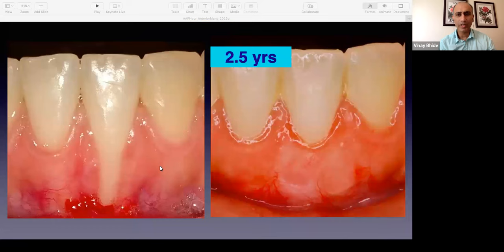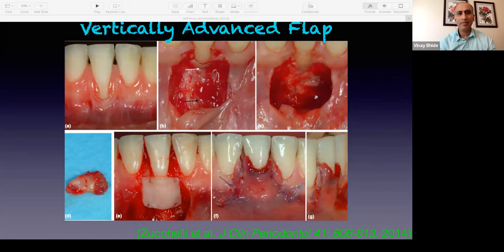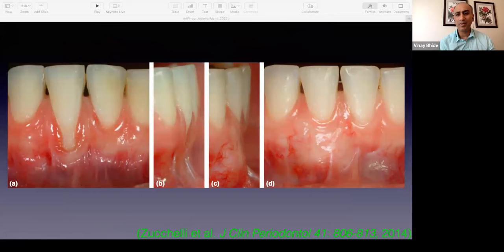Zucchelli, of course, has been the champion of the vertically advanced flap for mandibular anterior. And unlike a coronally advanced flap, the difference here is that he removes the submucosal layer. And by doing so, takes away tension from the muscles, and is also able to increase the vestibular depth. And that's why he calls it the vertically advanced flap, not just the coronally advanced flap. And his results from his paper are quite outstanding.